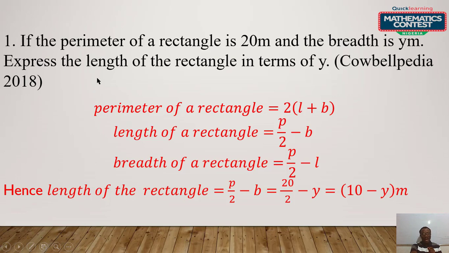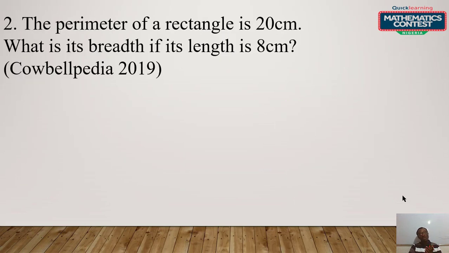The question asks us to get the length of the rectangle, but take note, it has to be in terms of y. Y is the breadth, and the breadth was not actually given in the question. So to get the length of the rectangle, it is P over 2 minus breadth. The perimeter is 20, and 20 divided by 2 is 10. Then we have 10 minus y, all in meters. So the length of the rectangle in terms of y is 10 minus y meters. As simple as that.